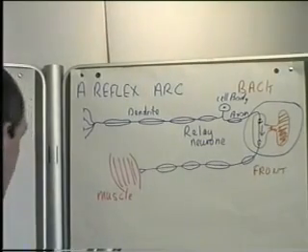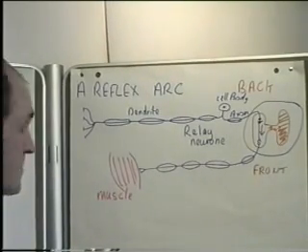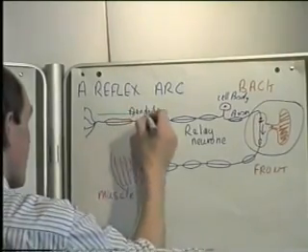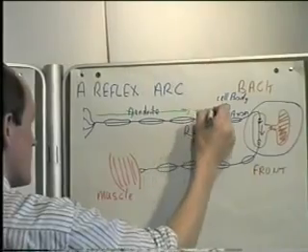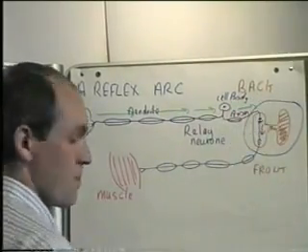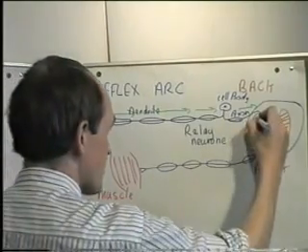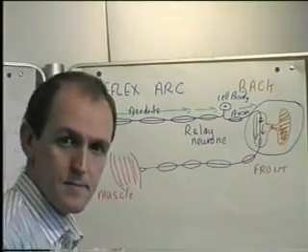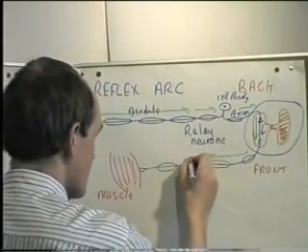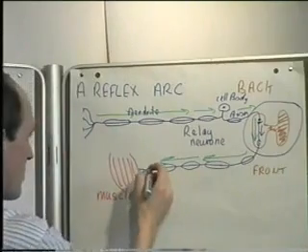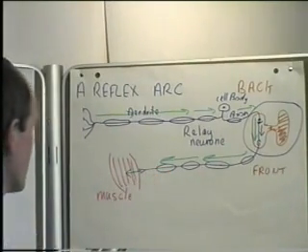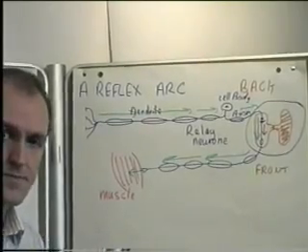And what's also useful in these diagrams is to draw in the direction of the impulse. It's generated here, carried along the dendrite of the sensory neuron, carried into the spinal cord, carried across the spinal cord by the relay neuron, carried out from the spinal cord by the motor neuron to the motor end plate, where the impulse goes from the motor end plate across into the muscle.